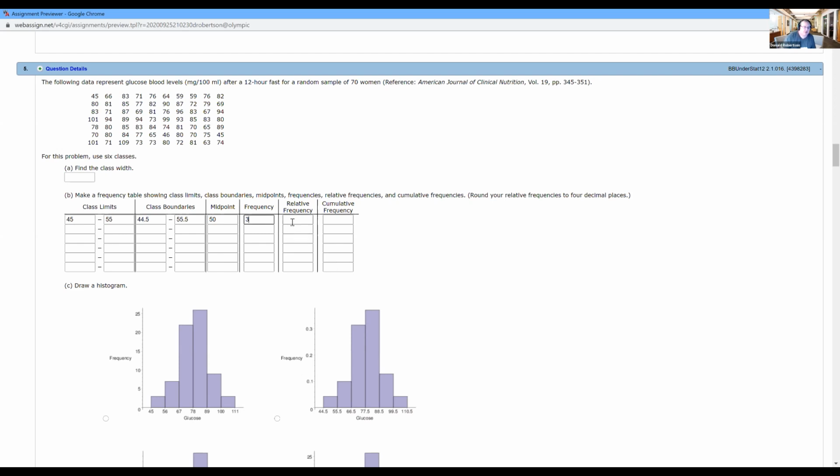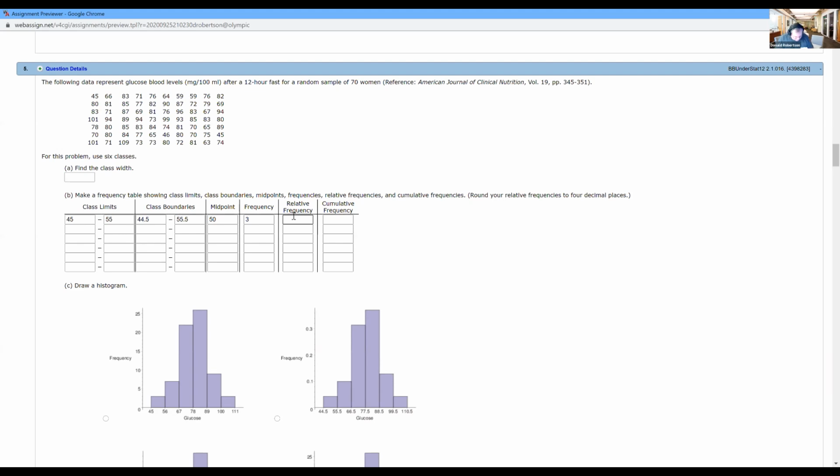Right, now the total number of data points here should be pretty easy to calculate. 2, 4, 6, 8, 10, 10, 20, 30, 40, 50, 60, 70. So it looks like there's 70 numbers. Let's check. 7 rows, 2, 4, 6, 8, 10. So the relative frequency, won't that be 3 divided by 70?